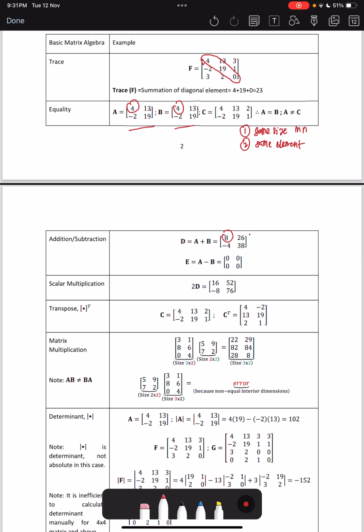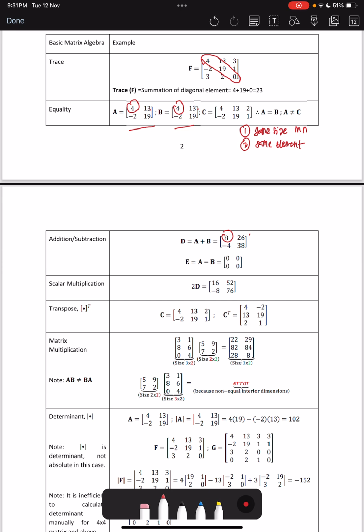However, for A minus B, same concept, it is just that now you subtract element by element. 4 minus 4 you get 0, 13 minus 13 you also get 0, negative 2 minus negative 2, minus will become plus, you get 0, and also 19 minus 19 you get 0.